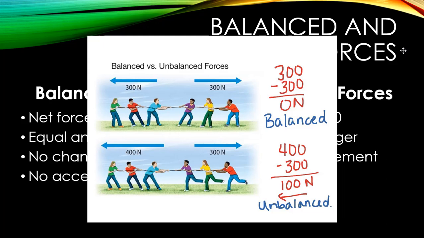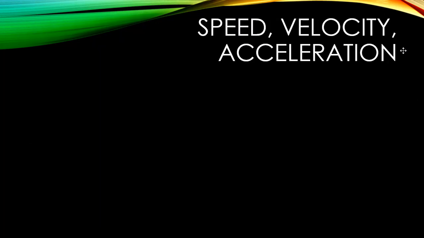The little bottom picture, there's 400 newtons going left, 300 newtons going right. When I subtract those, now I have 100 newtons moving left. That is unbalanced. It's going to cause a change in movement, and so the people are going to move to the left. Alright, so we have our differences between speed, velocity, and acceleration.